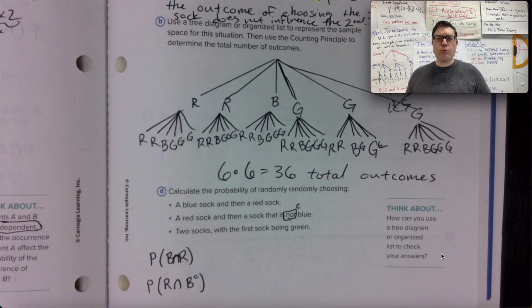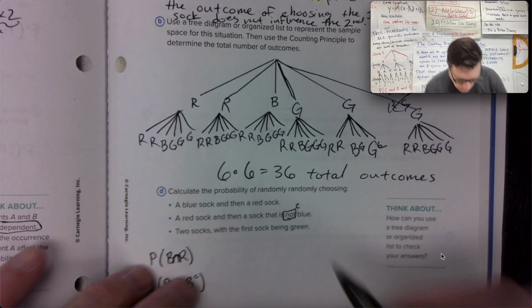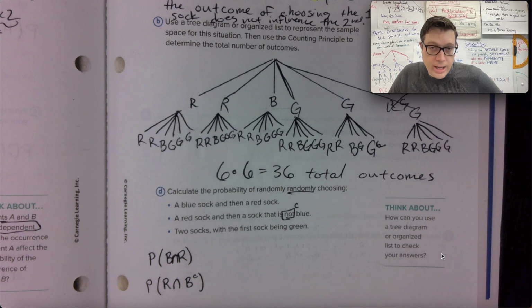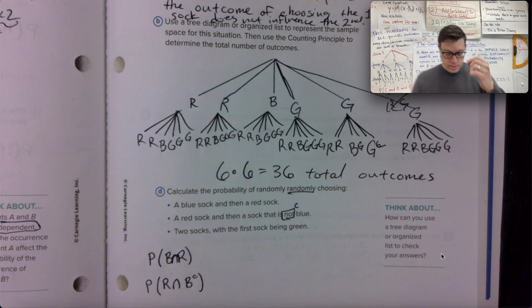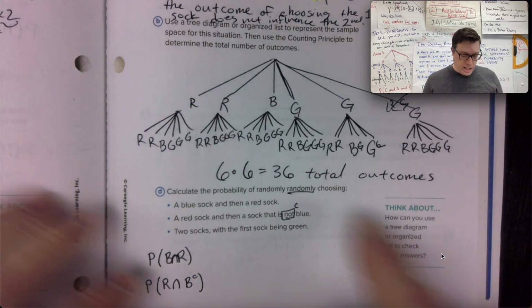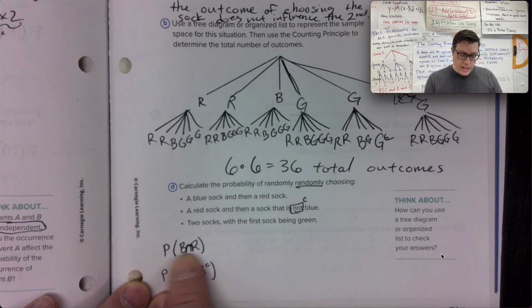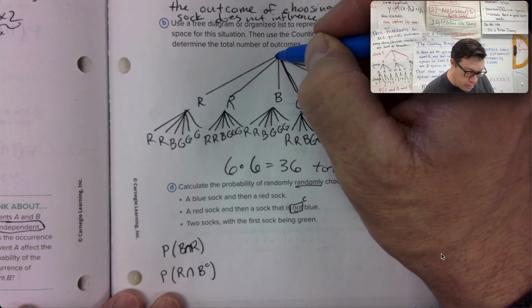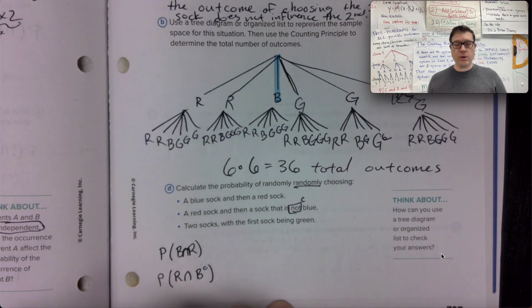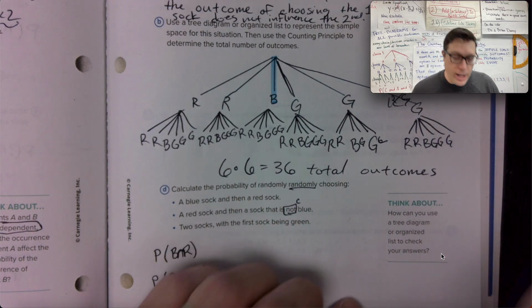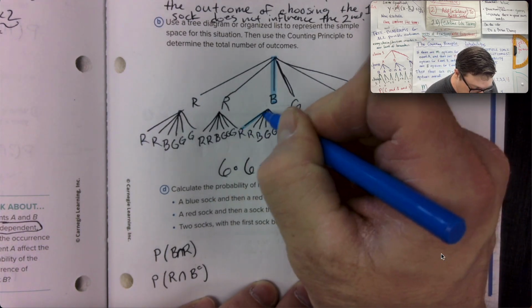Calculate the probability of randomly choosing a blue sock and then a red sock. So that one, I'm going to use 3 different highlight colors because there are 3 different probability arrangements. Choosing a blue and then a red means I'm going to choose a blue first, blue sock. Okay, I reached in. Hey, I got a blue sock! And then a red sock. Well, that could be this one or this one.